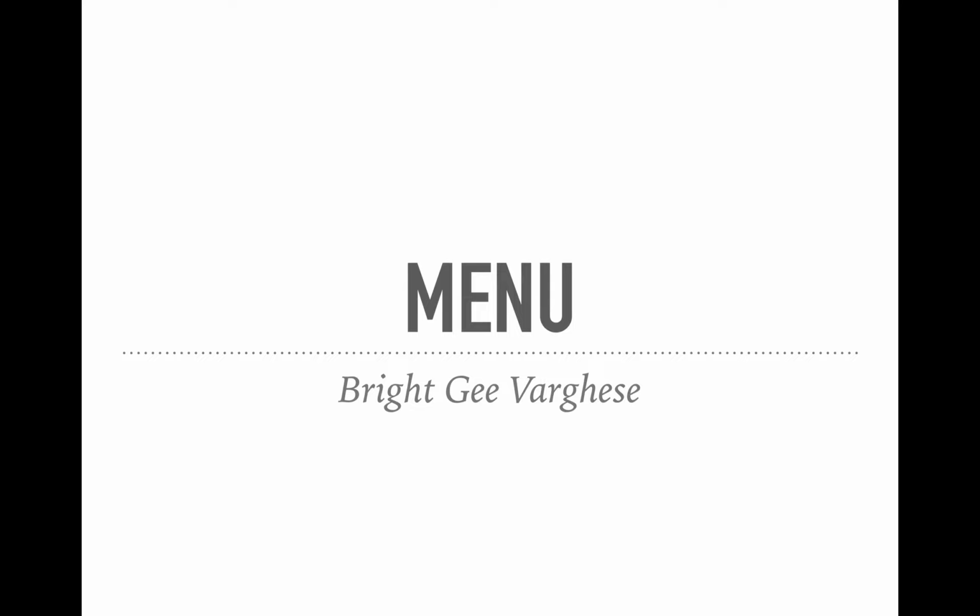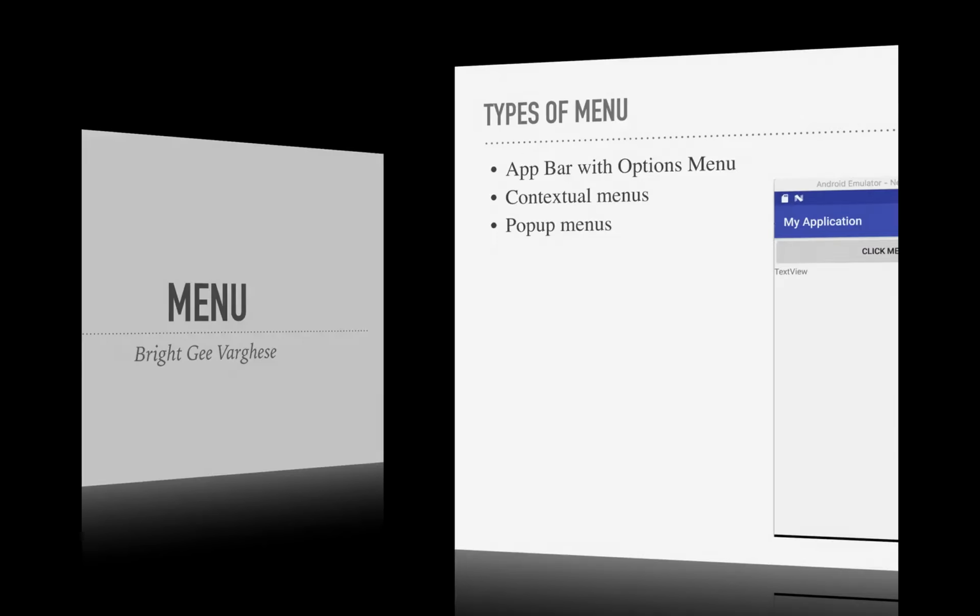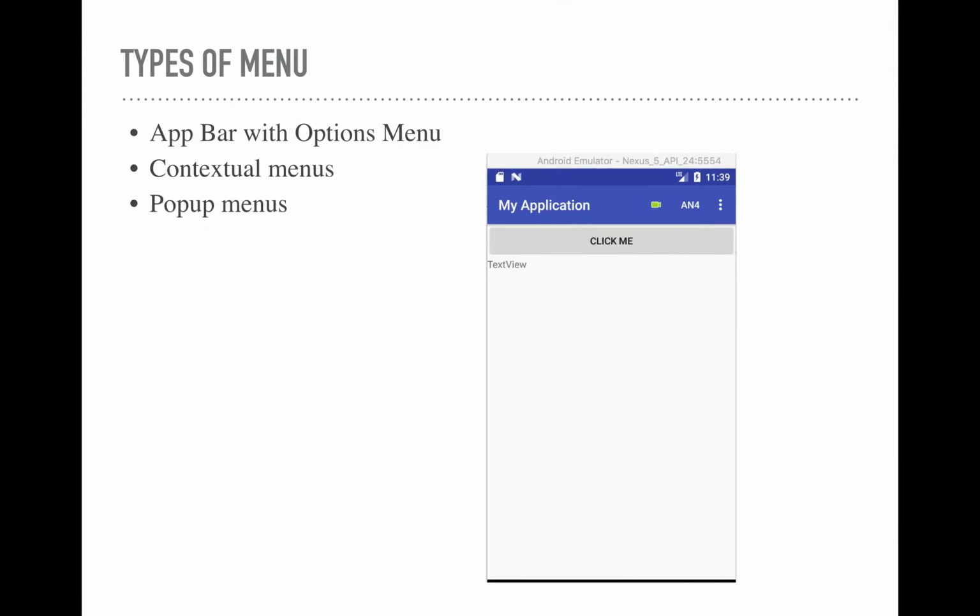Today we are going to discuss the menu in Android. How can we implement a menu in Android? There are three types of menu in Android. The first one, app bar with options menu. Second one, contextual menus. Third one, pop-up menus. So let us see what these different menus are.